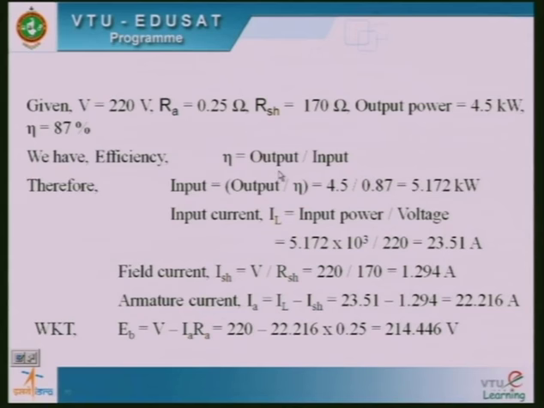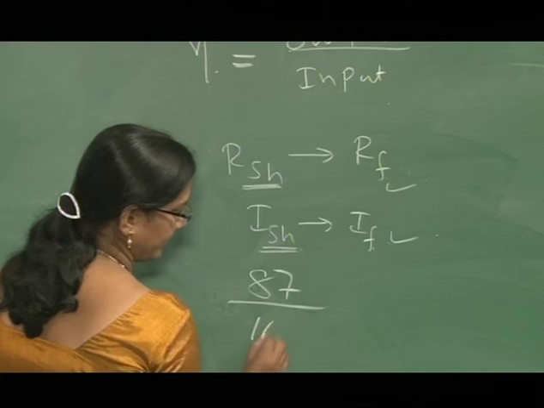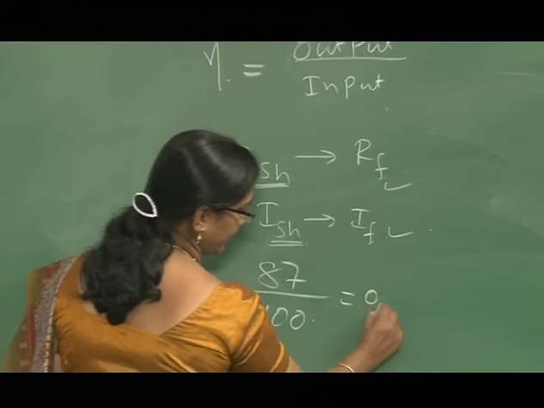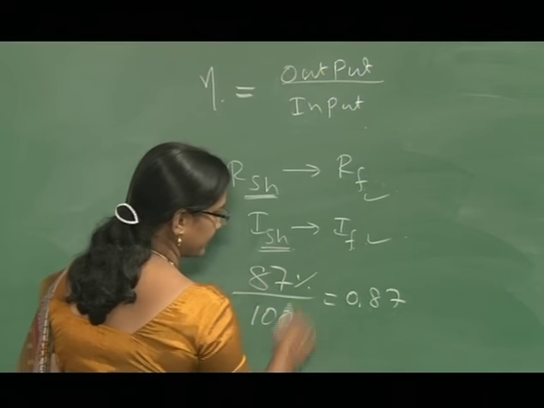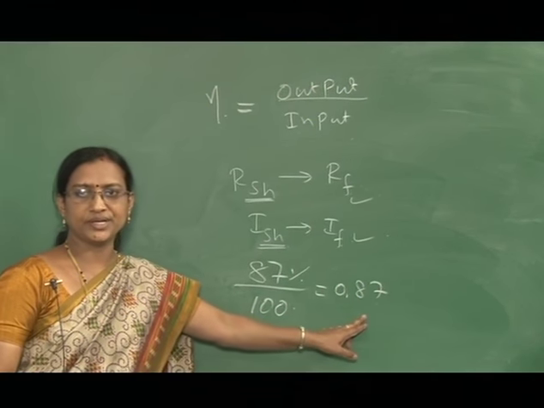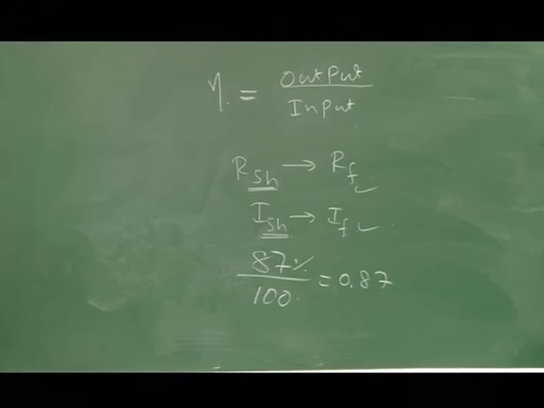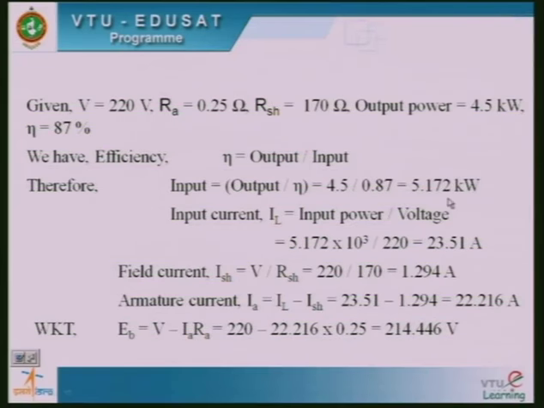I already told you that efficiency is the ratio of output and input. Now what is input? Input is equal to output divided by efficiency. Since it is given as 87%, when you are representing it as a value, it is divided by 100, so it is 0.87. So what is the input now? It is 5.170. It is more than the output because it has to overcome the losses also. So input is equal to output plus losses.